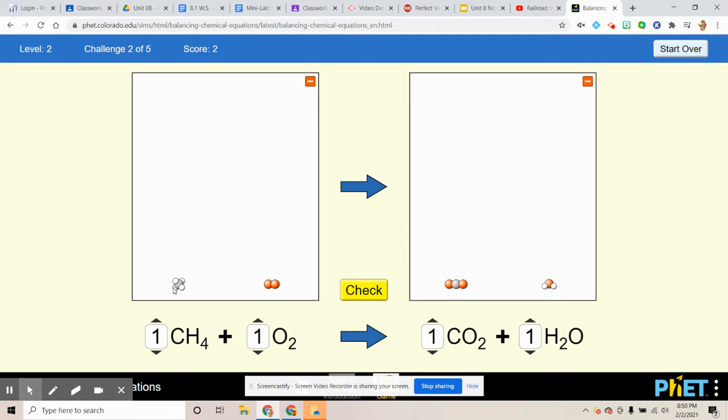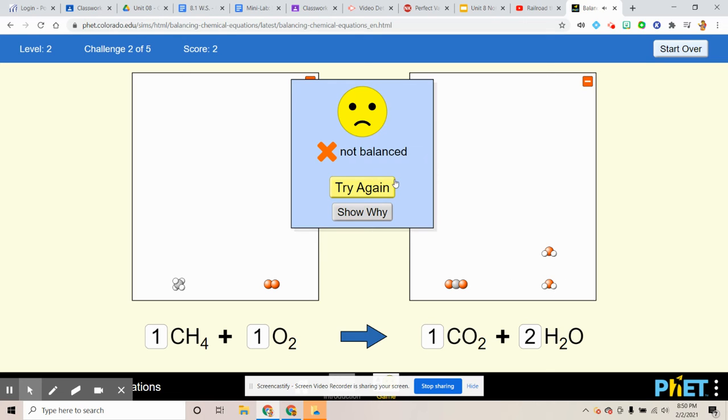All right, we can't just go from four hydrogen atoms to two. You can't destroy atoms in a chemical reaction. So I'm going to increase this coefficient and say, what if we produce two waters? Now we have one, two, three, four hydrogens. One, two, three, four hydrogens. Okay, great. So I've got one carbon, one carbon. One, two, three, four hydrogens. Very good. Let me check my answer.